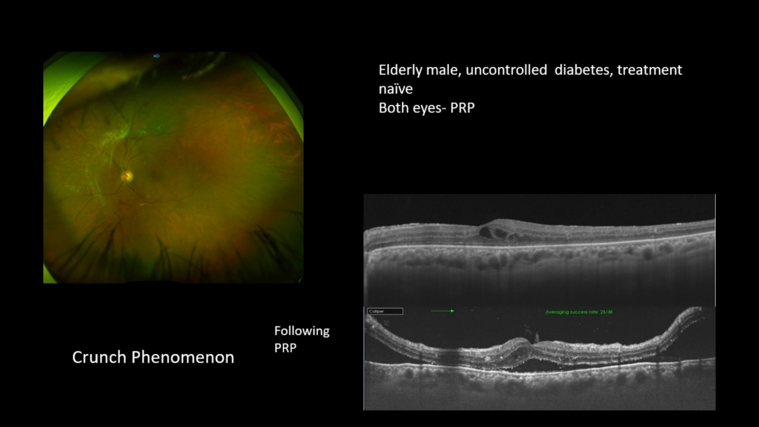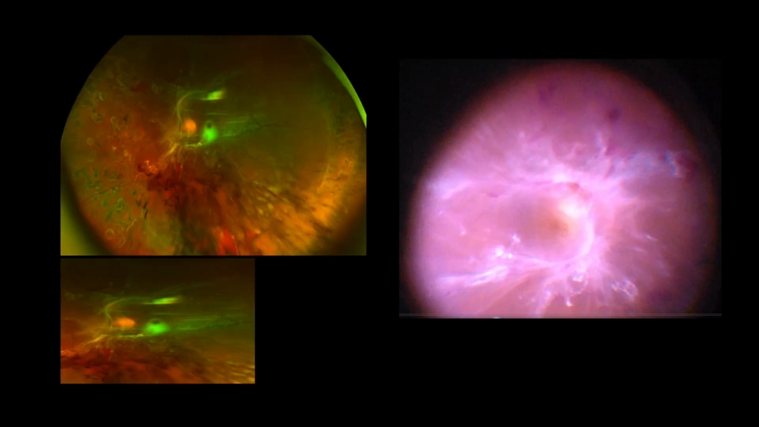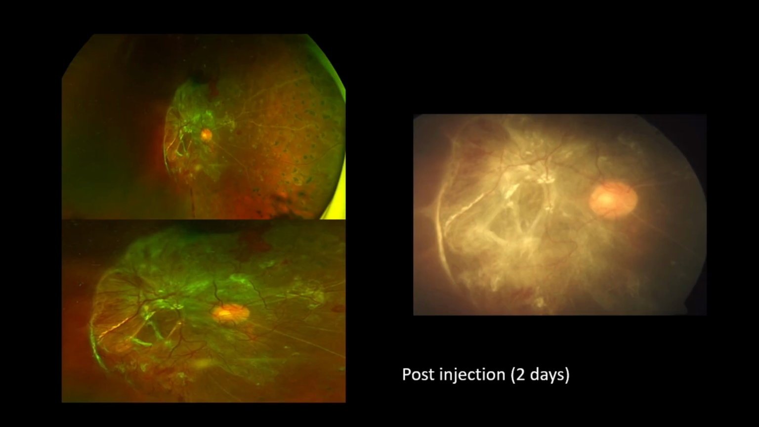This is an optos image showing superonasally, there is tractional retinal detachment, and this patient had been advised for PRP away from the proliferations. And 1 month post PRP, the patient had presented with a macular detachment. This is an intraoperative picture, though not very clear, showing significant reduction of vascular proliferation after injection. This is another patient showing significant reduction of vascularity 2 days post anti-VEGF injection.